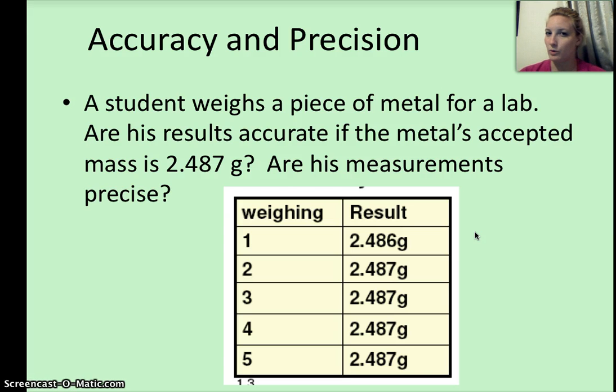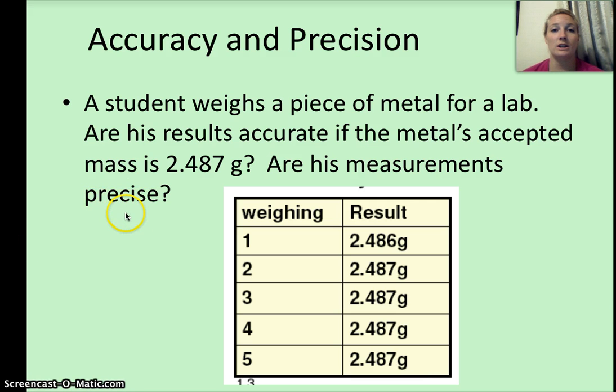So let's try it with some real data, see how you do. If a student weighs a piece of metal for a lab, are his results accurate if the metal's accepted mass is 2.487 grams? Are his measurements precise? So accuracy, remember, is how close it is to the actual value. So if our actual value is 2.487, and we take a look at all of these trials that he did, most of those trials are pretty close. So I would say, yes, he's pretty accurate because there's only 0.001 that he's off on one trial. So that's pretty good.